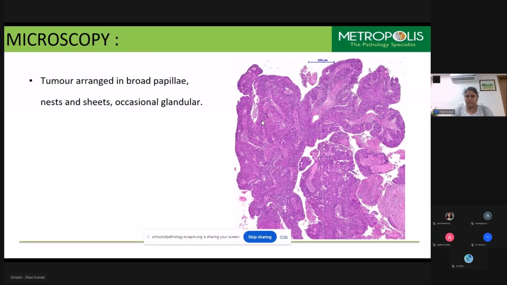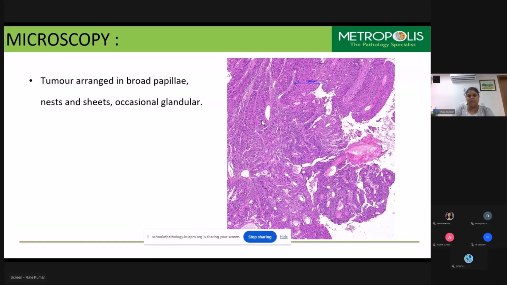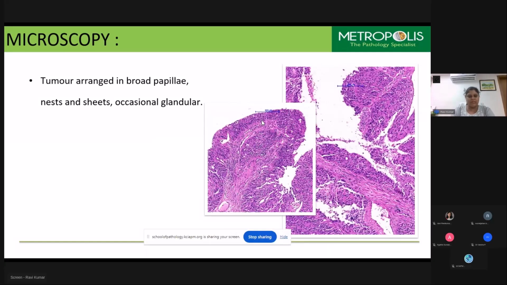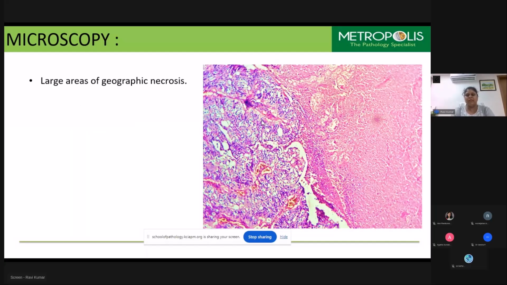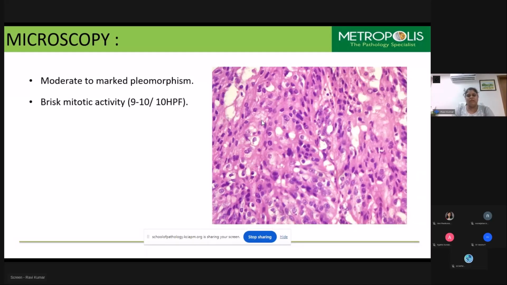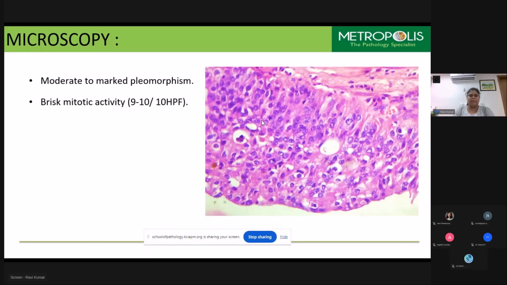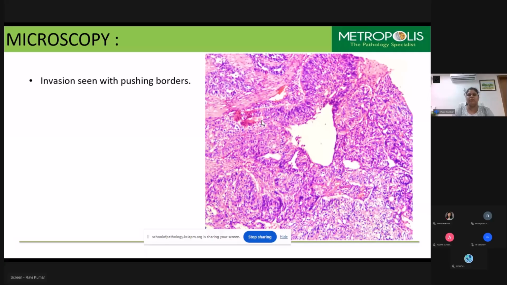And as Dr. Agatha had already mentioned, the tumor was arranged in broad papillae, nests, sheets, and an occasional glandular pattern, as you can see here, somewhat a cribriforming pattern. But as we took more sections, we found areas which had multi-layered, round to oval cells, which appeared a bit transitional-like. Here you can also see a bit of clear cytoplasm, and large areas of geographic necrosis. The tumor cells had moderate to marked pleomorphism with brisk mitotic activity. The invasion was more of a pushing type, and they were going as nests.